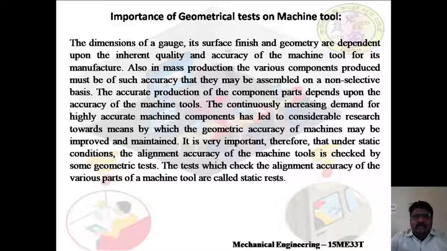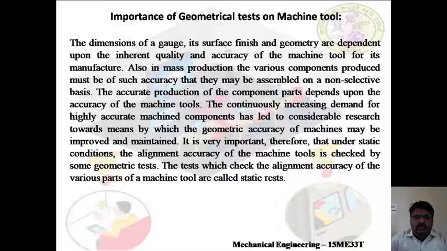The continuously increasing demand for highly accurate machined components has led to considerable research towards means by which the geometric accuracy of machines may be improved and maintained. It is very important, therefore, that under static conditions the alignment accuracy of the machine tools is checked by geometric tests. The tests which check the alignment accuracy of the various parts of a machine tool are called static tests.